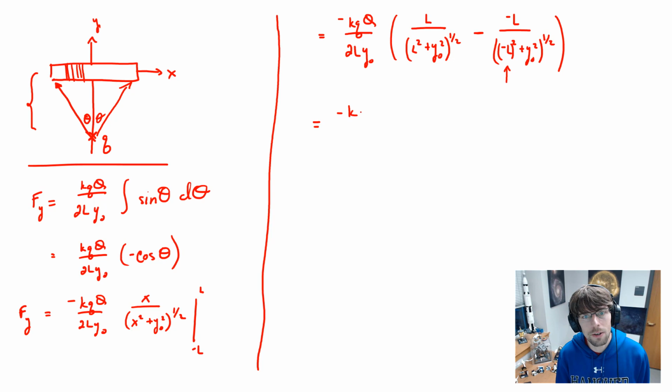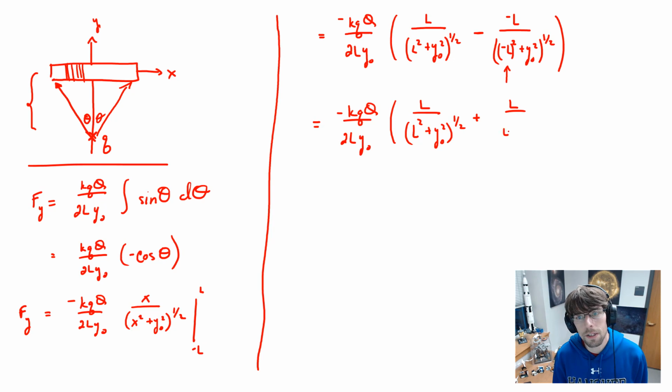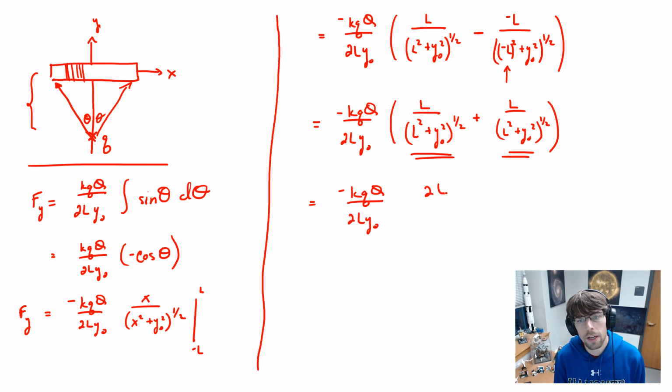So if I write this all out again, and please forgive me, I want to be very explicit on what's going on here. I have L over L squared plus y naught squared to the 1/2 plus the exact same expression again. I have two of them. And so at the end of the day, I can write negative kq Q 2L over y naught times 1 over L squared plus y naught squared.